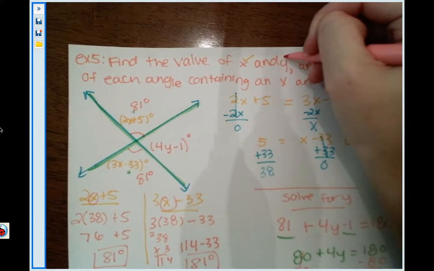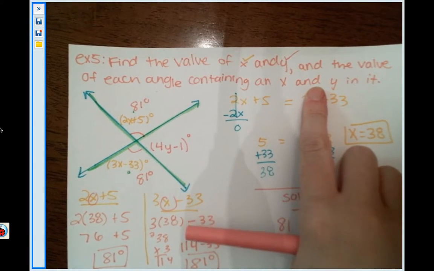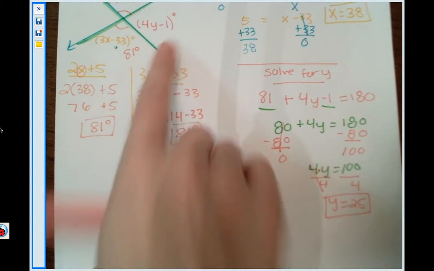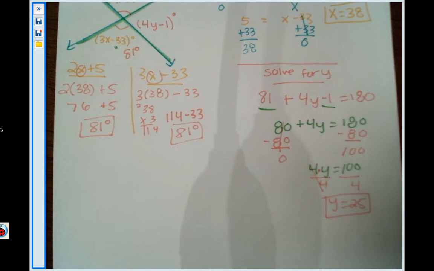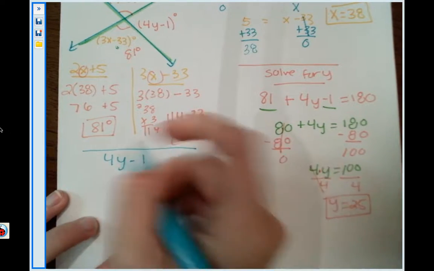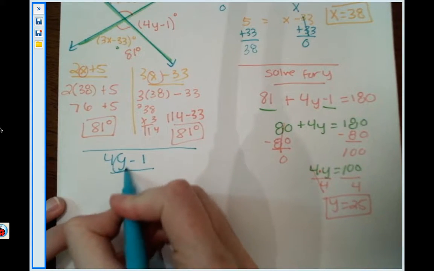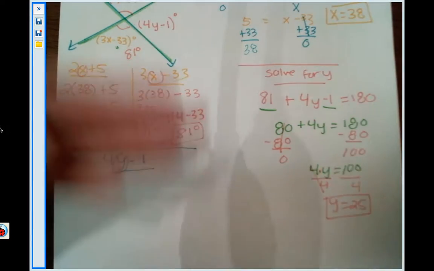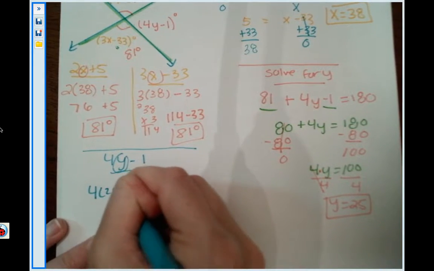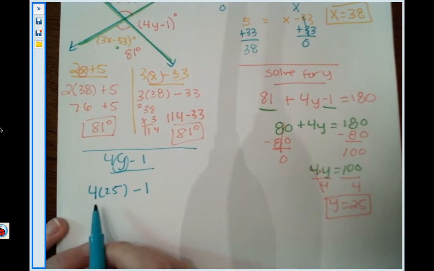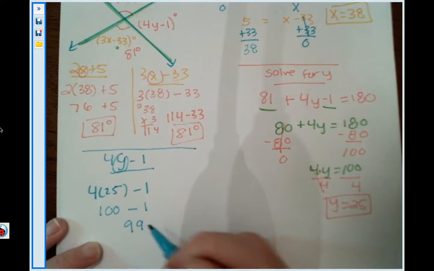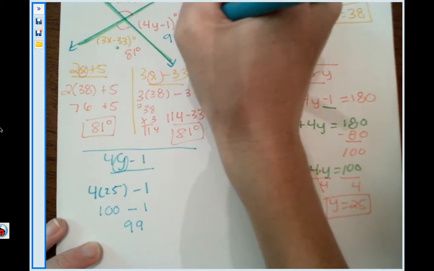I solved for y, but it also wants me to find the angle containing y. So like I did over here for my x, now I need to substitute my 25 in for my y and see what I get. So I'm going to be solving 4y minus 1. I'm going to replace this y right here with the 25. So 4 times 25 minus 1. Let's see what happens. 4 times 25 will give me 100, and 100 minus 1 is 99. So this angle right here is 99 degrees.